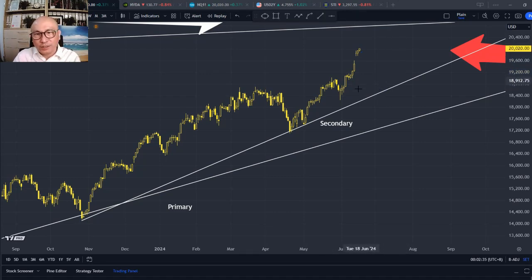But what if it breaks this secondary uptrend line and continues to move down to the primary uptrend line? Again, I would like to check on the two factors: number one, if the hope of AI is still there, and number two, if the inflation stays around 3, with the sentiment that there's a hope it may come down to 2. If this is happening, I may want to buy on dips around here, and I would expect the market to continue to move up to here and target about 21,000.